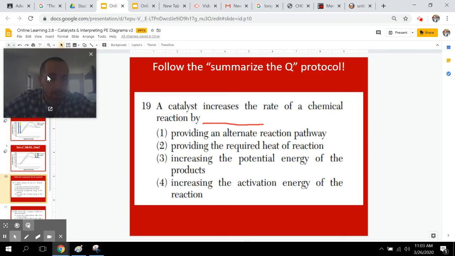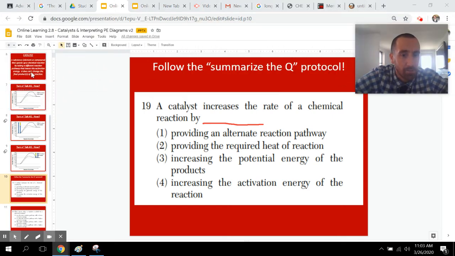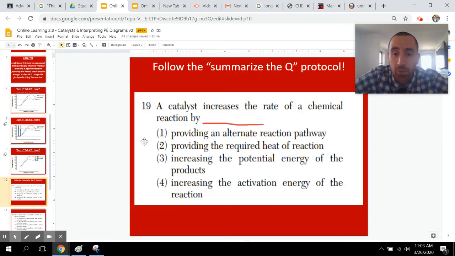So what I do is I go back to that definition, and it speeds up a reaction by taking a different pathway and lowering the activation energy. So we're thinking about 2 things, a different pathway with a lower activation energy. So go back to the question. A catalyst increases the rate of a chemical reaction by, I'm looking for something that A, deals with a different pathway, or B, deals with lowering the activation energy.